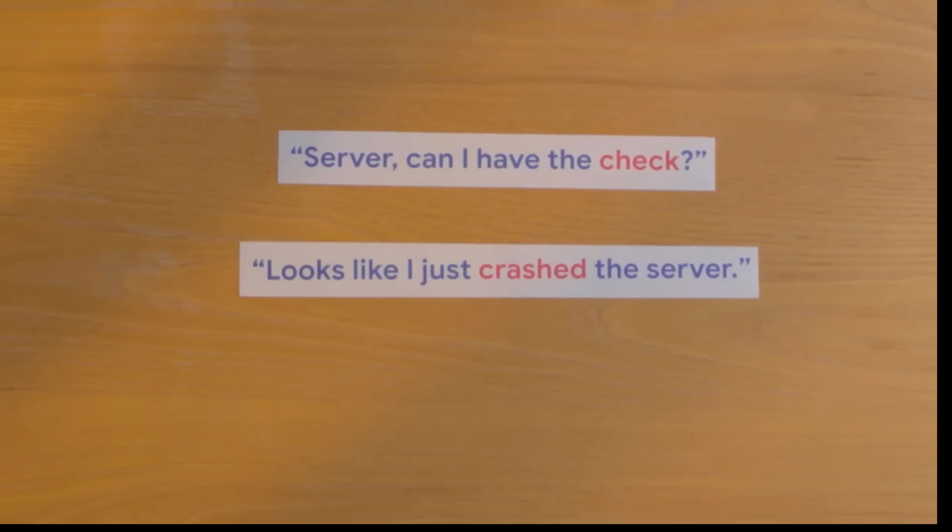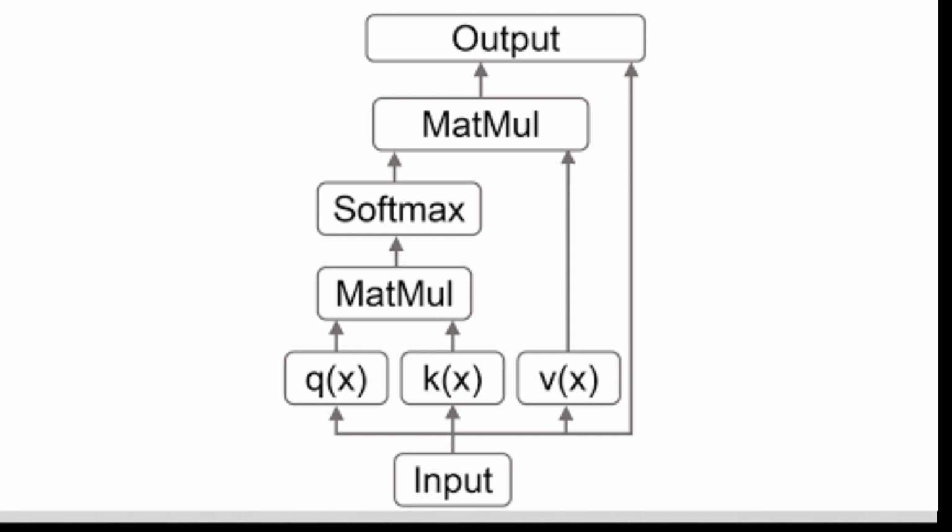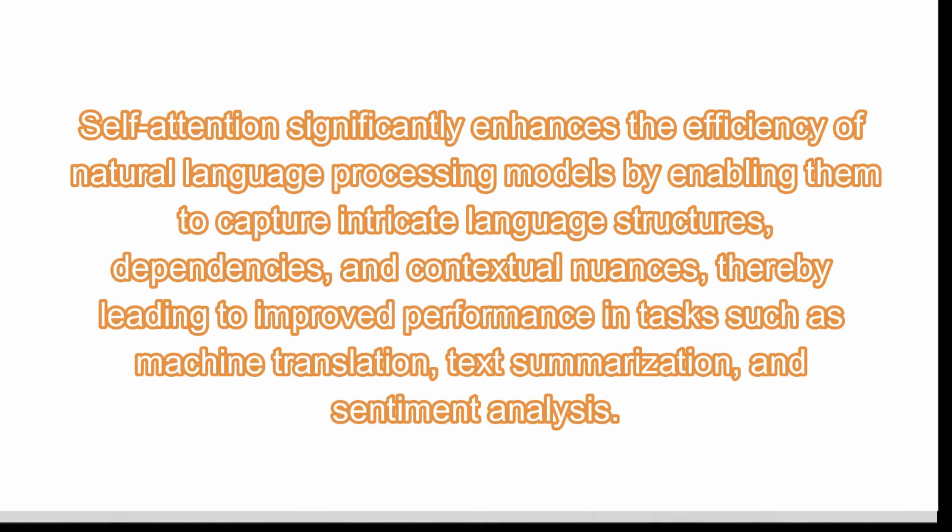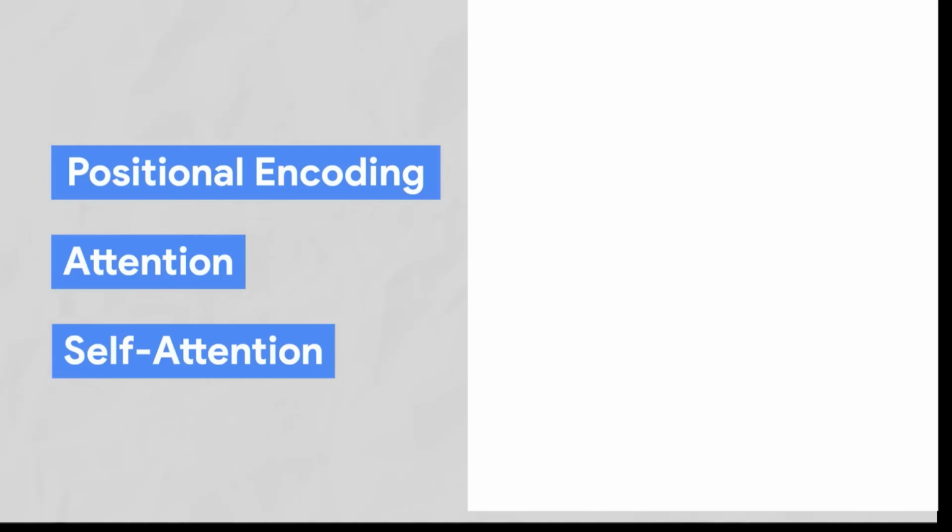So when a model processes the word server in the first sentence, it might be attending to the word check, which helps it disambiguate from a human server versus a metal one. In the second sentence, the model might be attending to the word crashed to determine that this server is a machine. Self-attention can also help neural networks disambiguate words, recognize parts of speech, and even identify word tense. This, in a nutshell, is the value of self-attention. So to summarize, transformers boil down to positional encodings, attention, and self-attention.